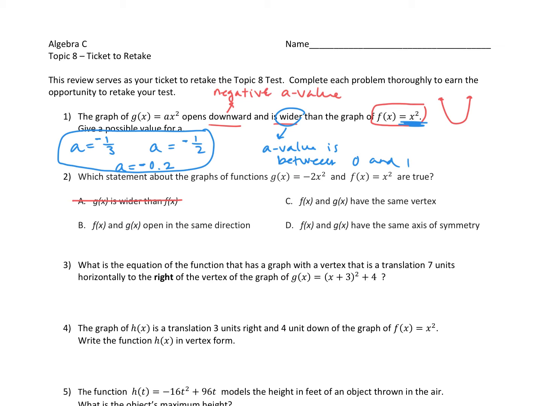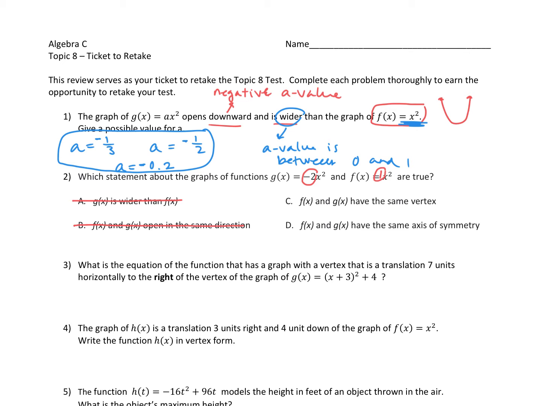All right, option B, the functions both open in the same direction. This a value is a negative 2x squared. This a value, maybe I'll write in a 1, is a positive x squared. A values that are positive open up, a values that are negative open down, and we have one of each, so they are not going to open in the same direction.